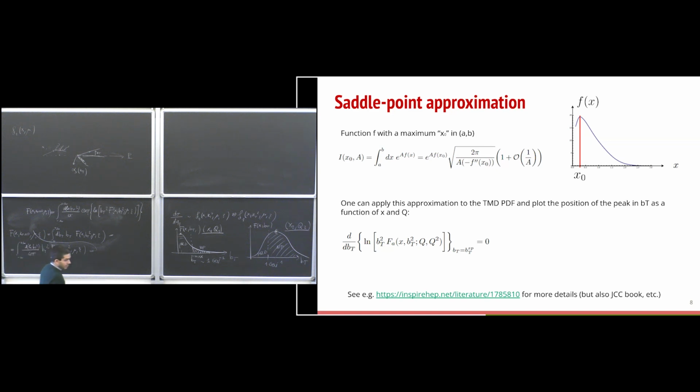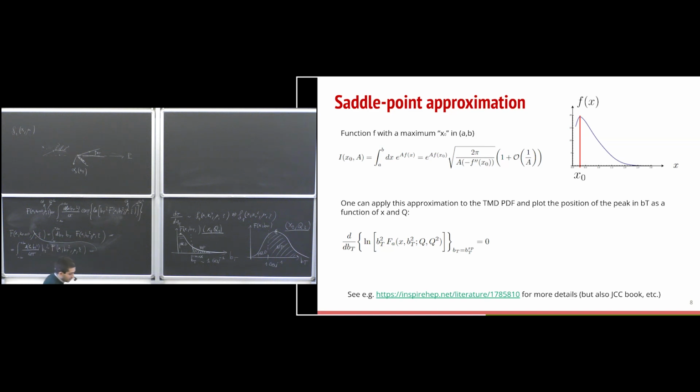All right, so another thing I want you to remember is that for the sake of simplicity, we can fix these two scales, mu to Q and zeta to Q squared, which is, for example, in Drell-Yan, the invariant mass of the intermediate vector boson, or in semi-inclusive DIS, the invariant mass of the virtual photon. But okay, just to have one letter less. So this will be xbT, Q and Q squared.